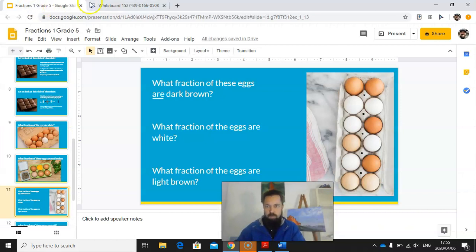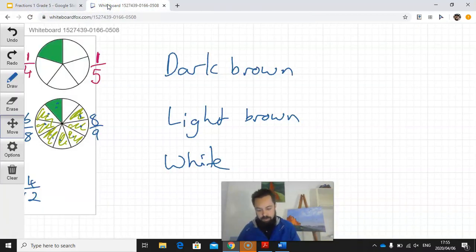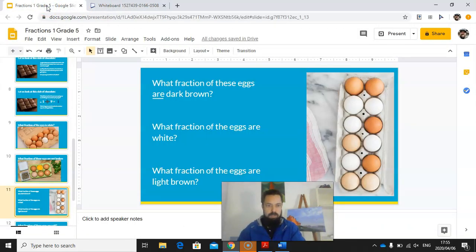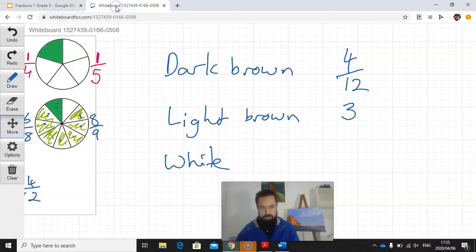So we had four that were dark brown. So there were four out of the 12. We had three that were light brown and five that were white. So three of the 12 were light brown and five of the 12 were white.